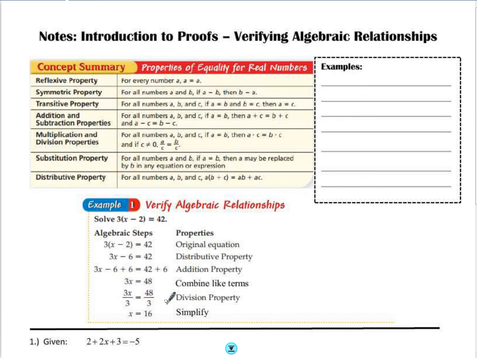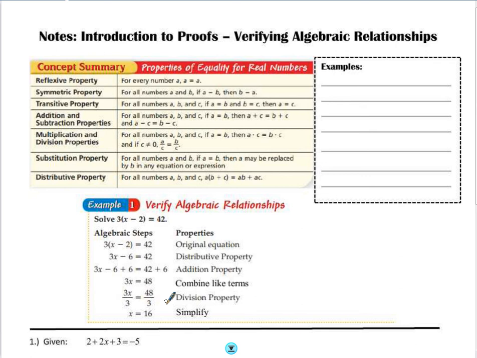Hey guys, we're going to do a little video lesson here on the introduction to proofs. Specifically, we're going to be looking at the algebraic relationships that exist within linear equations, and we're going to verify these relationships as well as show you how proofs are going to work as we continue through geometry this year.